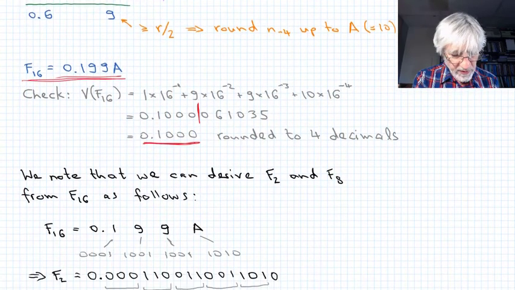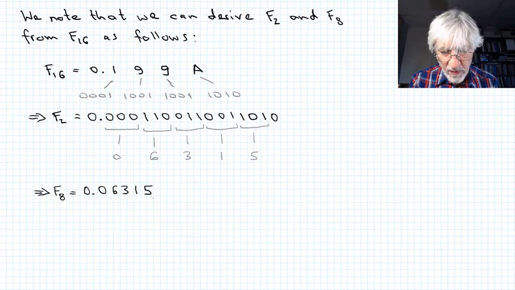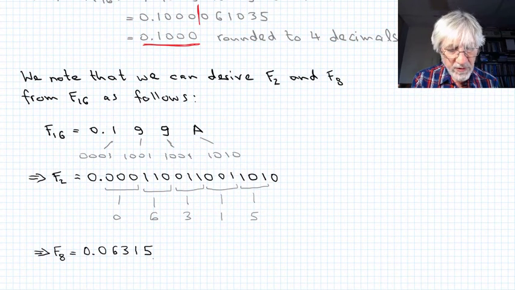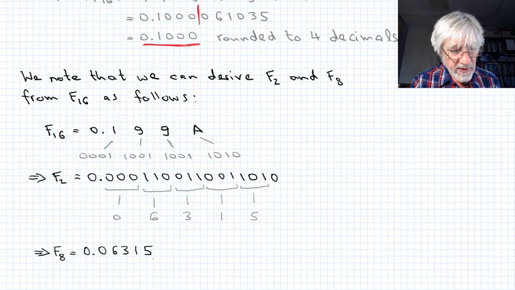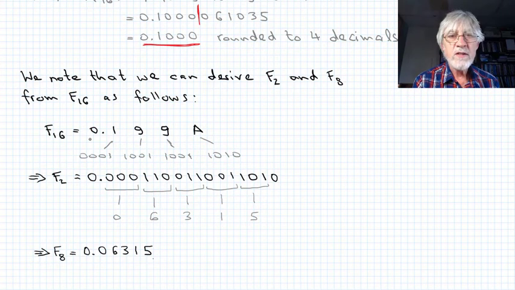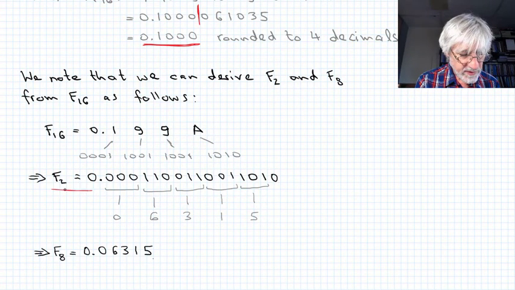Now, one thing we note here is that we can actually derive all binary related or power of 2 related representations from this representation. So we take F16, which we just found is 0.199a, and we can convert this to binary by representing each of the hexadecimal digits with the binary representation. So 1 becomes 0001, 9 is 1001, and another 1001, and A is 1010. And so we just can write this out here.